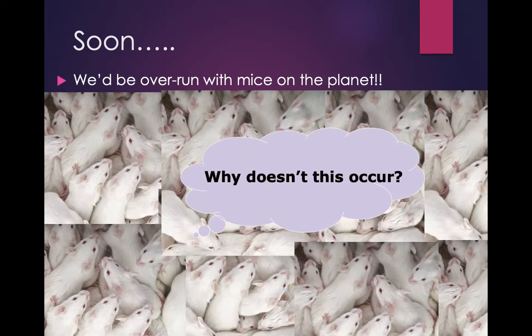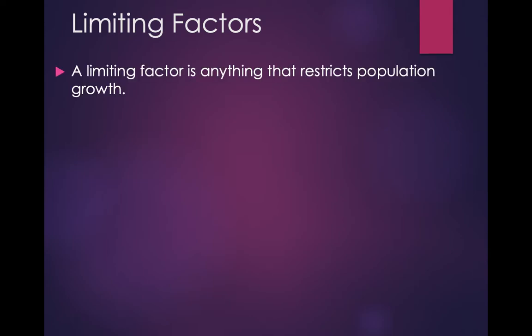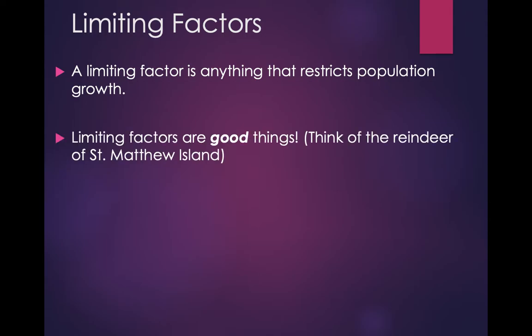So why doesn't this occur? Why don't we look out the window and see seas and seas of mice surrounding us? Well, it has to do with limiting factors. A limiting factor is anything that restricts population growth. Now, we tend to hear limiting and restrict, and we think it's a negative thing. Limiting factors are excellent, wonderful things.